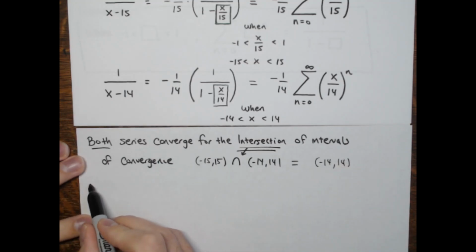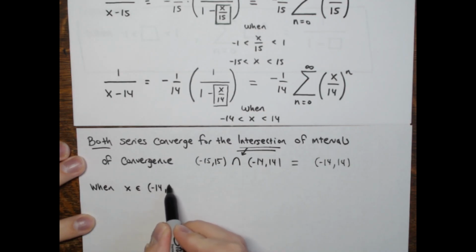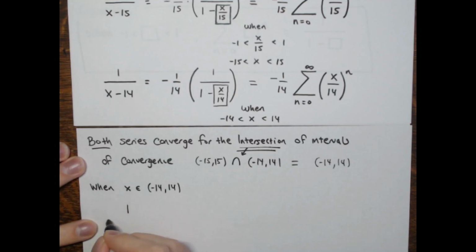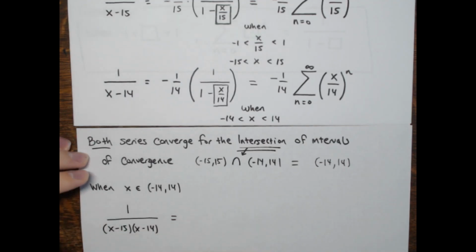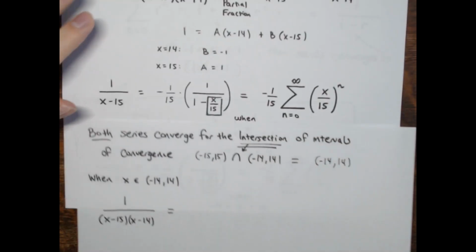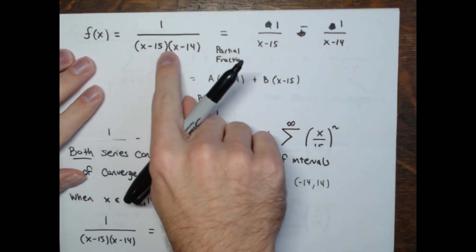So when x is between -14 and 14, belongs to this interval, our function, the one we were given, 1 over x minus 15 times x minus 14, the series we were given, when we put them together in this fashion, when we subtract them, will converge to our function.